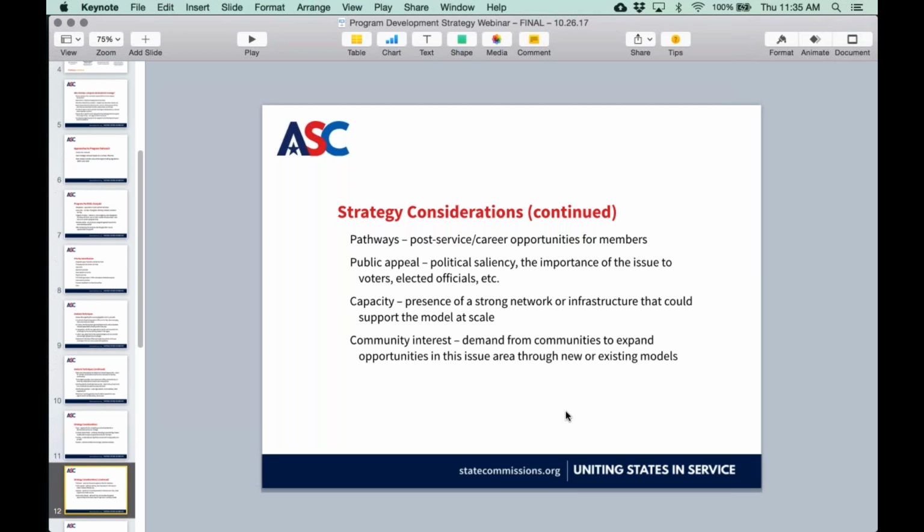So again, those are some of the things that Service Year Alliance thinks about as they go into new issue areas when they're working with their impact communities across the country, and thought that that framework might be of value to you as well.